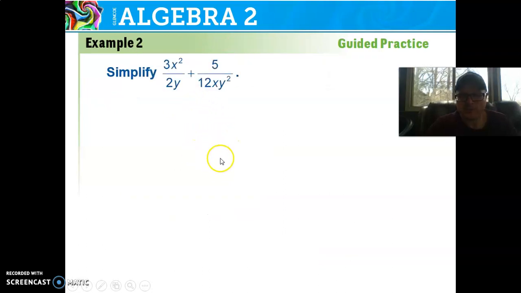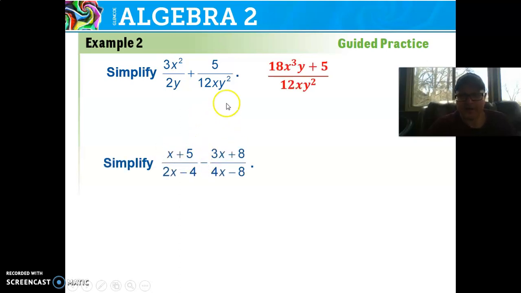So here's a problem for you to try. Go ahead and pause this, and then I will show you the answer. And the final answer is 18x to the third y plus 5 over 12xy squared. Go ahead and try this example here. Pause it if you need some time, and then I will go over the answer. And this simplifies to -1/4.